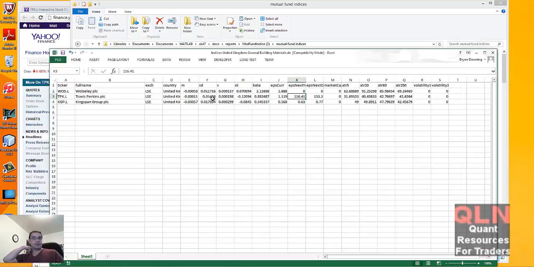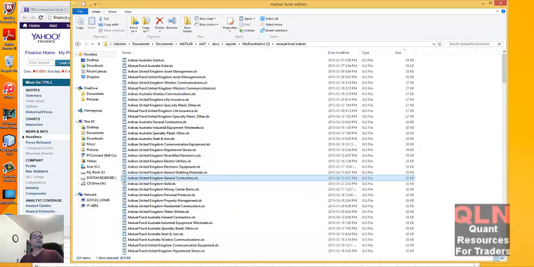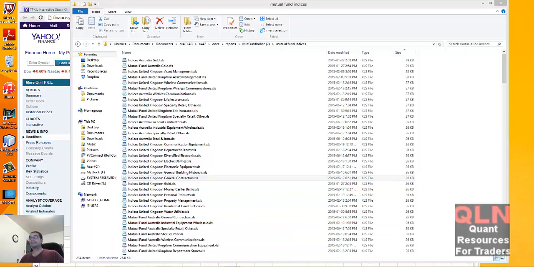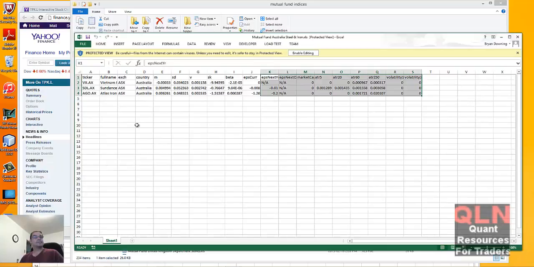Okay, so here's our Travis Perkins. That's somebody I'd really pay attention to, that's for sure. All right, so let's take a look at another one. So here we have some other ones. Yeah, these aren't looking too good.